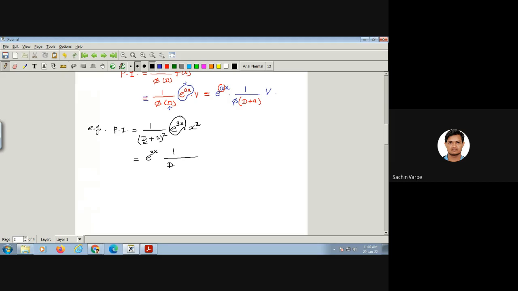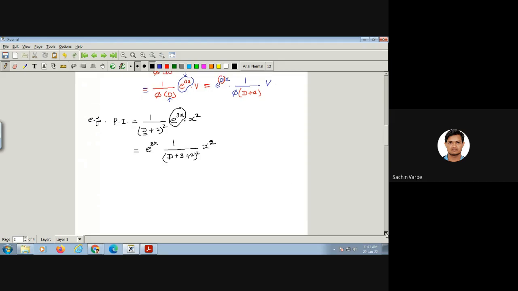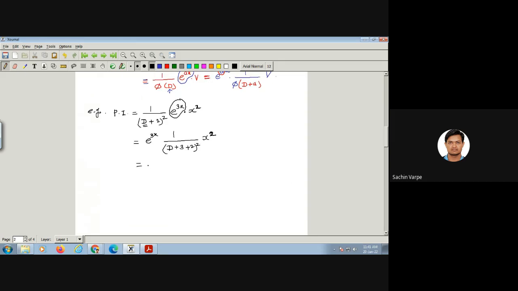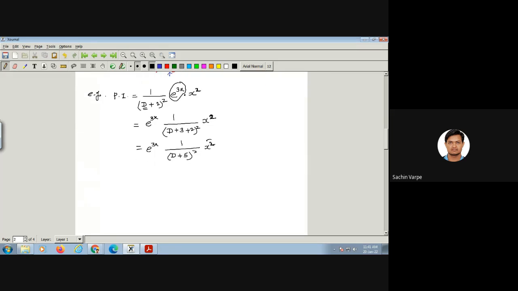So we replace d by d plus 3. A is 3. D plus 3 plus 2 the whole square. Sorry, it's a square, not a cube. So that is e raised to 3x into 1 upon d plus 5 square, that is operated on x square. As this is a polynomial function, we need to expand this 1 upon phi of d. But for the expansion, we want this 1 upon phi of d in the form 1 upon 1 plus p or 1 upon 1 minus p.